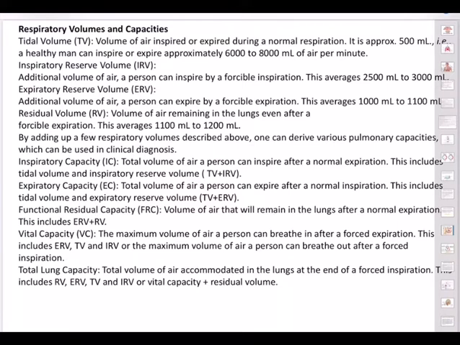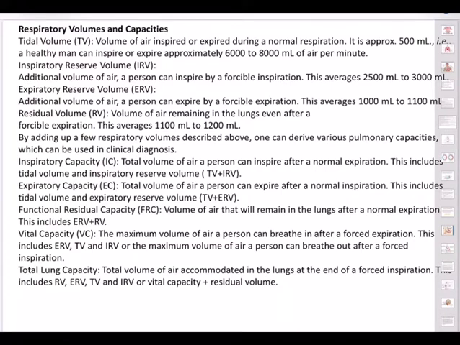And next, RV, residual volume. It is the volume of air remaining in the lungs even after a forcible expiration. This averages around 1100 ml to 1200 ml. It means how much is remaining in the lungs. Residual means residue. By adding up a few of the respiratory volumes described above, one can derive various pulmonary capacities which can be used in clinical diagnosis. So this is of great use in diagnosing a particular disease in a person. It helps a lot in clinical diagnosis.